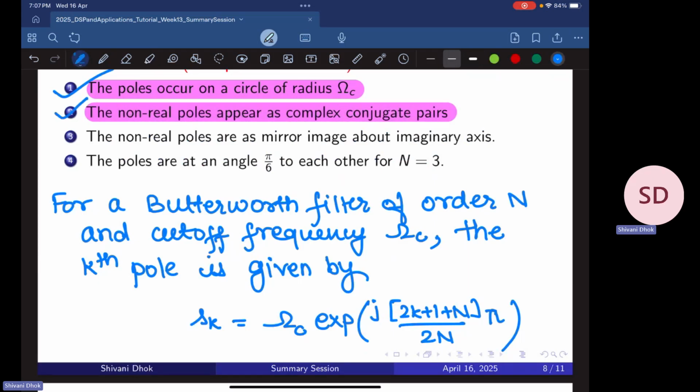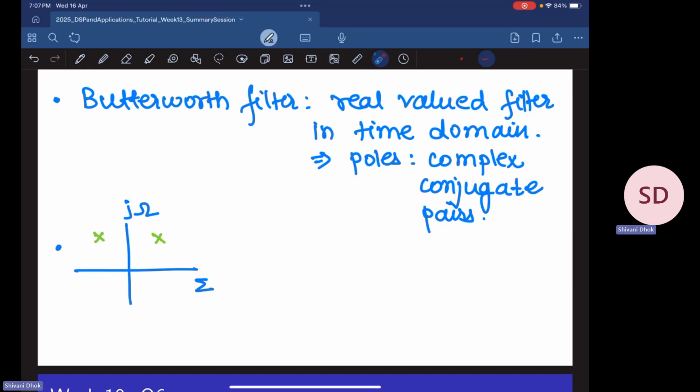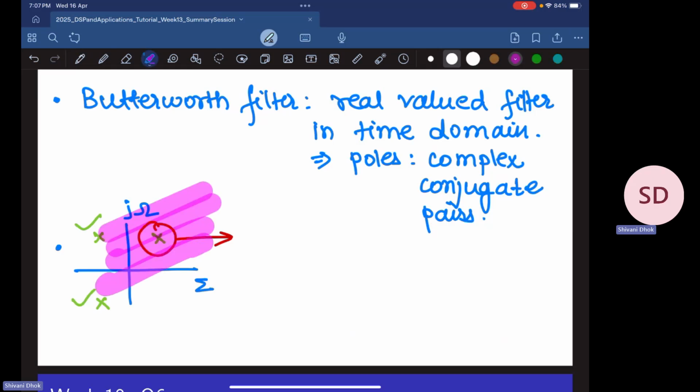The third option says that the non-real poles are mirror images about the imaginary axis. Here is our imaginary axis, the j omega axis, and this is the sigma axis. They are saying that if I have a pole here, then I have a pole here also. But if I have a pole here and it is a causal system, I'll have a region of convergence something like this. Then this pole, which is in the right hand plane, will make the system unstable.